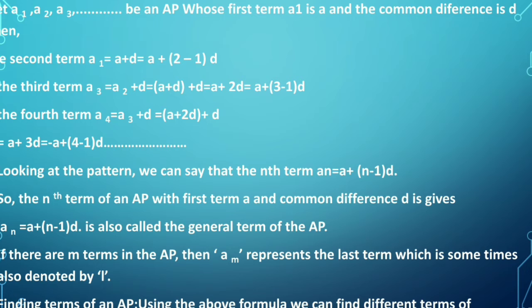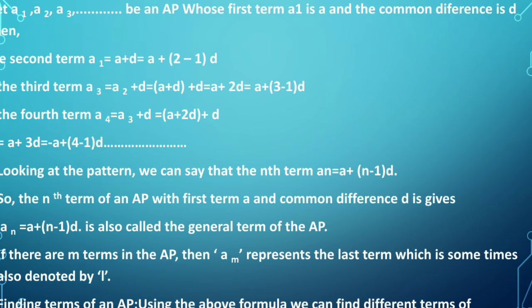Now let us understand the general term of an AP. Let a1, a2, a3, and so on be an AP whose first term a1 is a and the common difference is d. Then the second term a2 is equal to a plus d, which can be written as a plus (2 minus 1) into d. The third term a3 is equal to a2 plus d, that is a plus d plus d, which is a plus 2d, equal to a plus (3 minus 1) into d. The fourth term a4 is equal to a3 plus d, that is a plus 2d plus d, which is a plus 3d, equal to a plus (4 minus 1) into d.